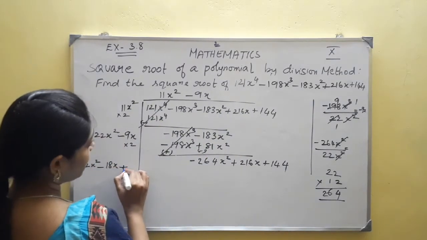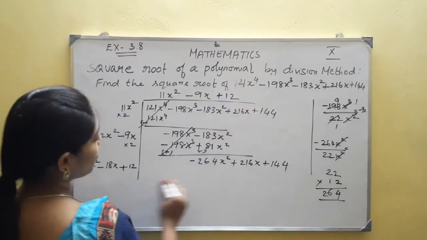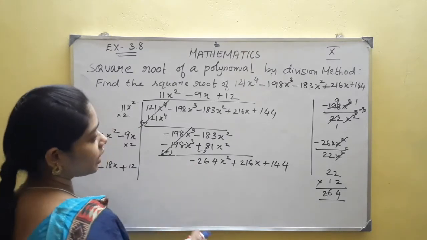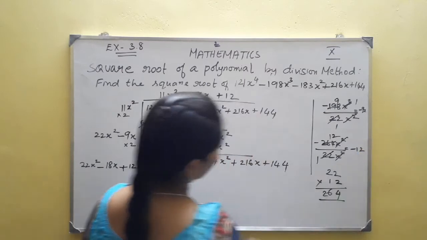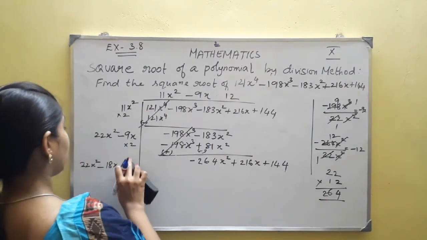So I am going to write 12 into 22. If I write plus 12, it means I don't get this negative sign. So this is 1 time, this is 12 times, which gives me minus 12. So I am going to change the sign over here to be minus 12.